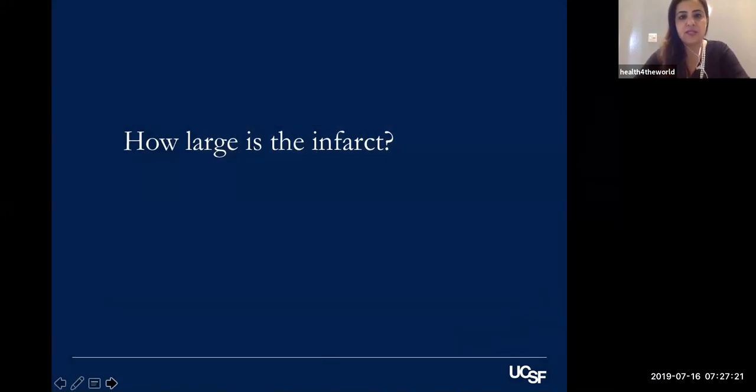All right, so we talked about how old is the infarct. The next question is how large is the infarct? This becomes really important with the new literature which is coming in, because if you have a small infarct, that patient might benefit from endovascular treatment.